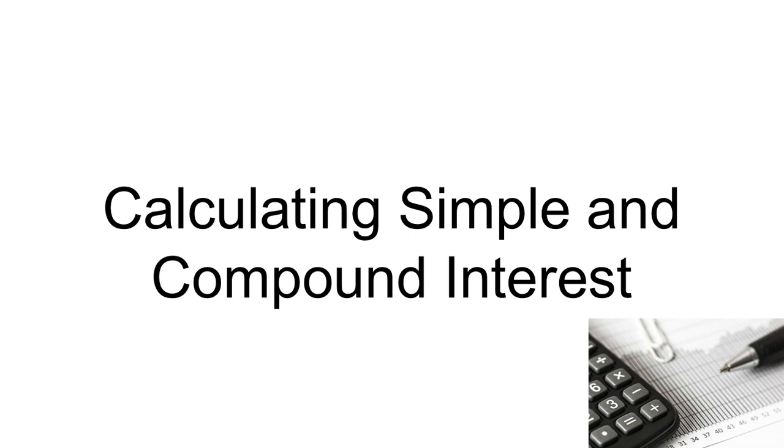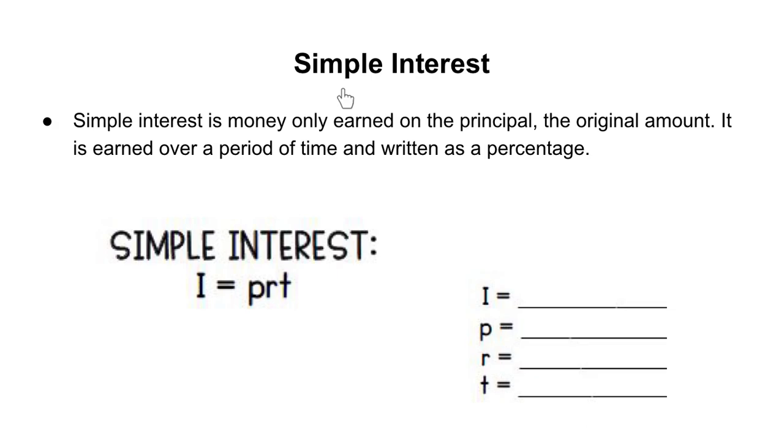Today we're going to go over simple and compound interest and how to calculate it. Simple interest. So simple interest is money only earned on the principal, the original amount. So principal means the original amount. It is earned over a period of time and written as a percentage.